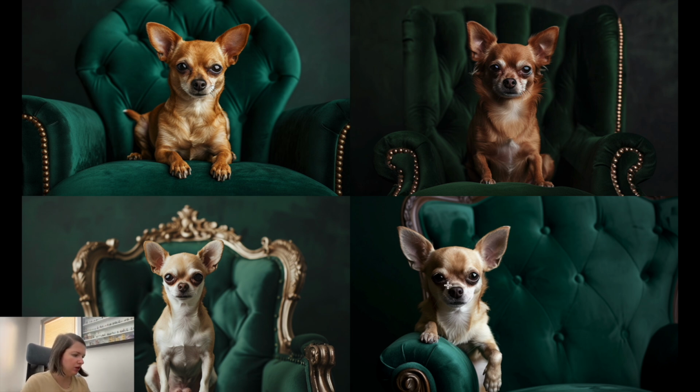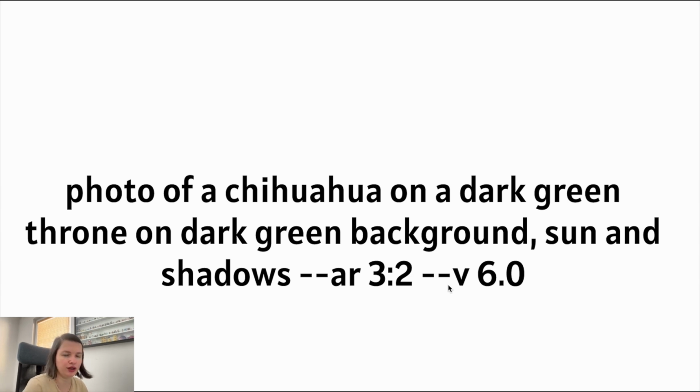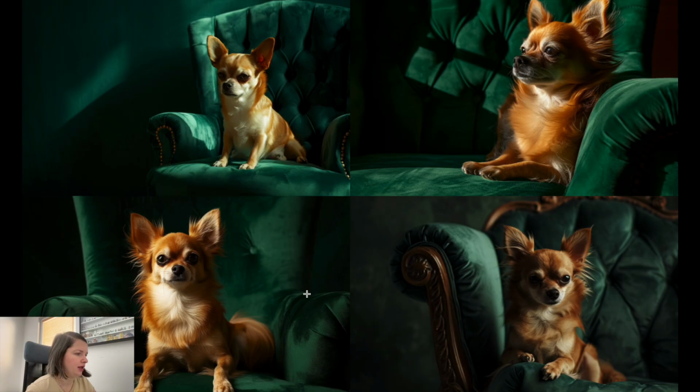Another thing that I like doing, to give a more dramatic, interesting image, you can add sun and shadows. You can do it for photos of people, for your still lifes, for food photography, and it gives kind of a more moody, dramatic result. You can also prompt moody or dramatic, but I find that the sun and shadows give you a specific effect that you can see here.